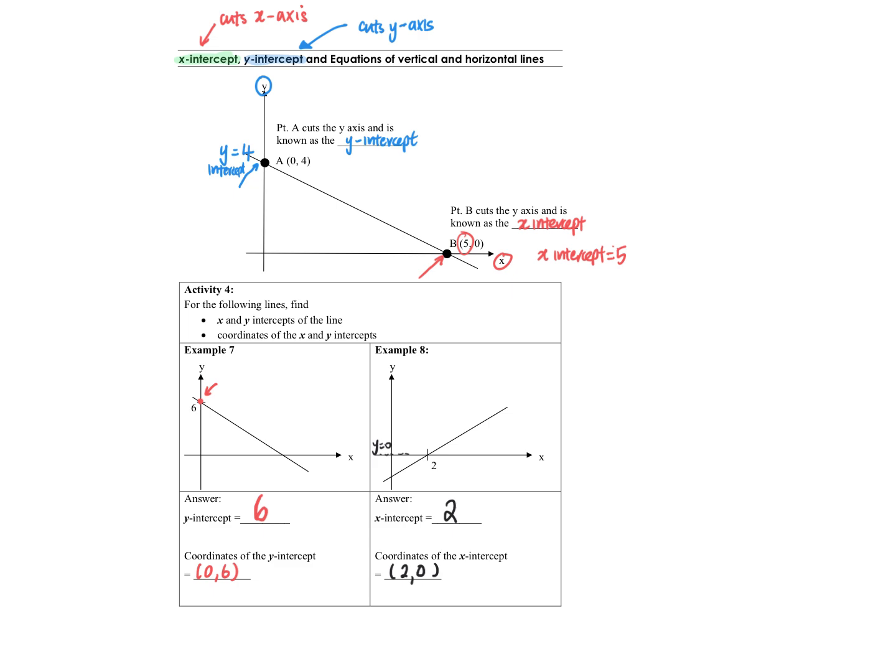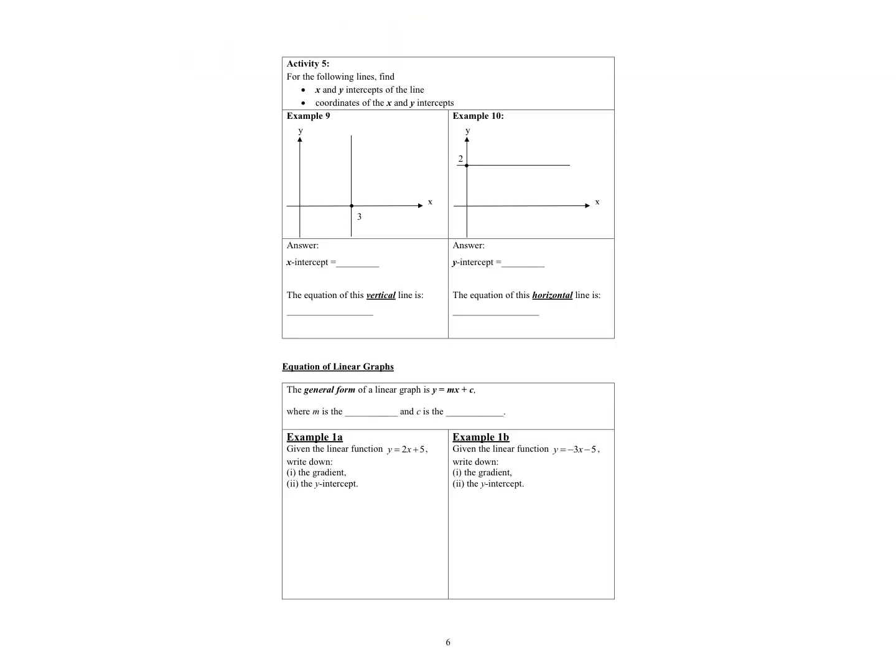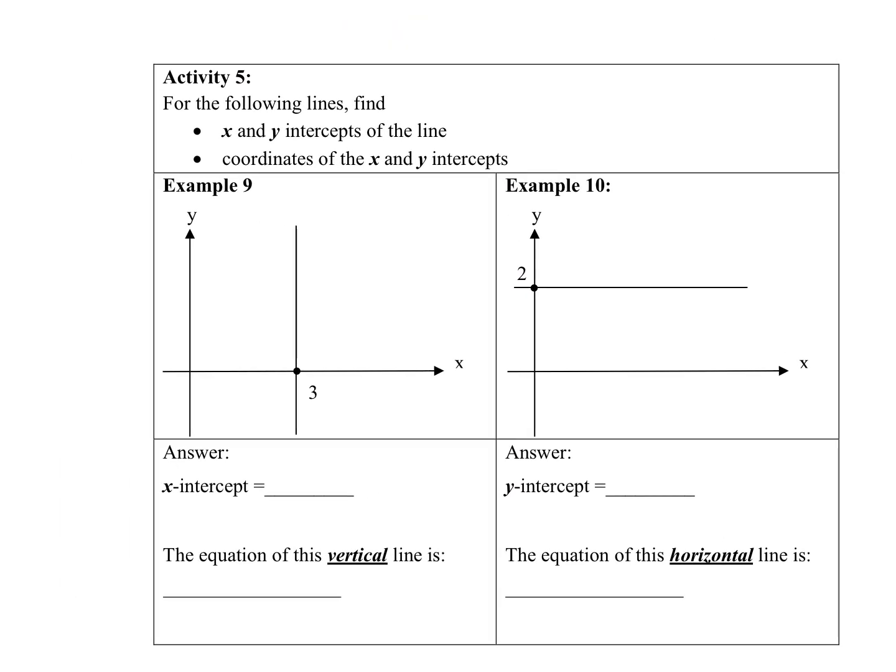Okay, this one. What is the x-intercept of example 9? 3. Just over here. Okay, listen. This one is very important. If you see a vertical line and I ask you for the equation, this equation is called the x equals to 3 line.